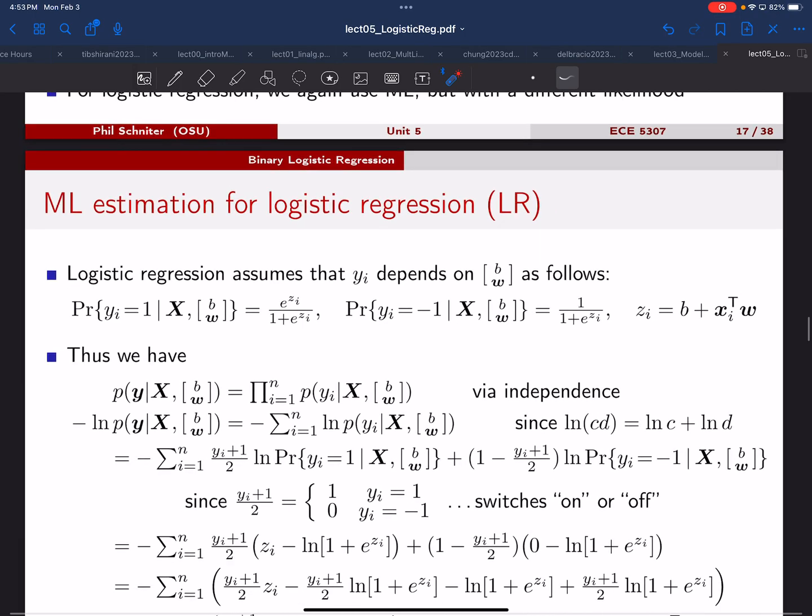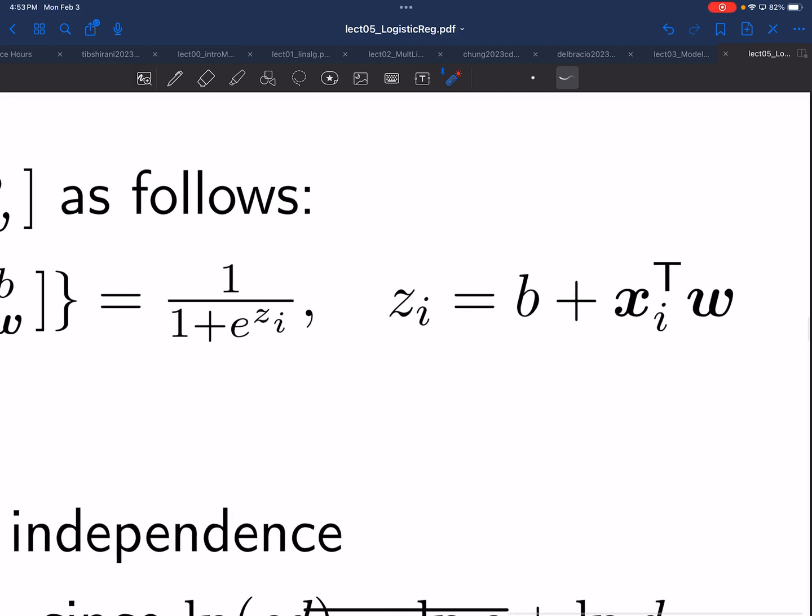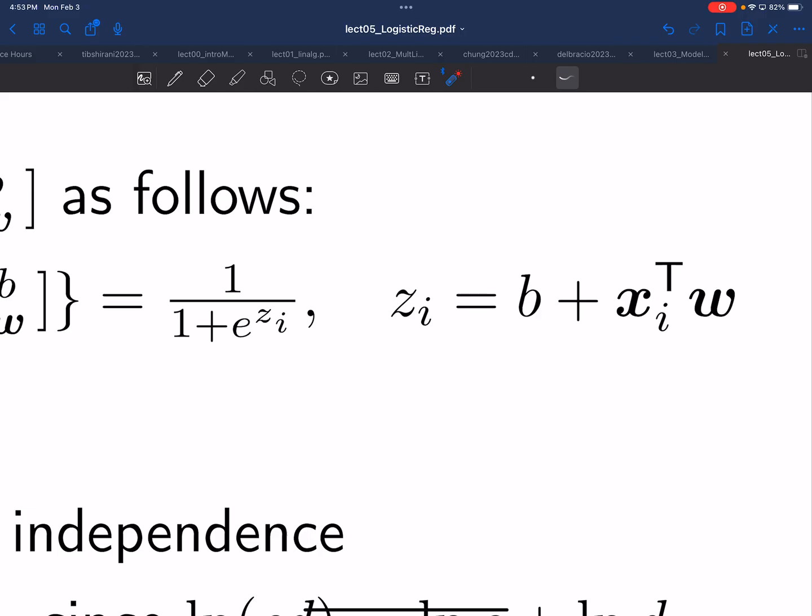So that causes us, oh, and of course, zi is going to be this. So this is the score for the ith training sample. We plug in our ith feature vector, and we apply our intercept and our weights.